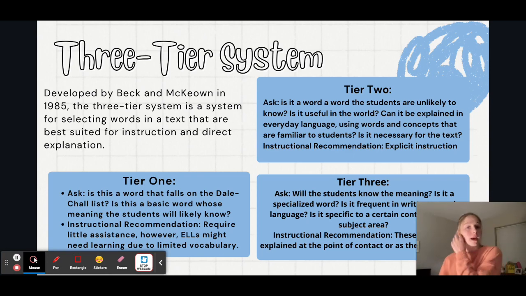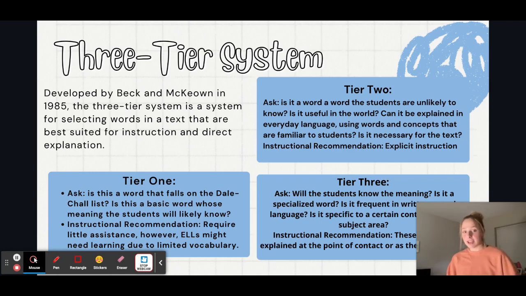For our tier 2 words, we ask the questions: Is it a word that the students are unlikely to know? Is it useful in the world? Can it be explained in everyday knowledge using words and concepts that are familiar to students? And is it necessary for the text that they are reading? If so, then obviously you're going to explicitly teach those, and we'll talk about some methods for doing that later.